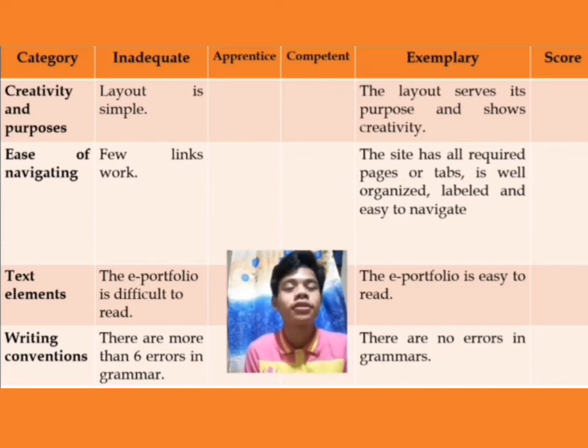And the next category for the rubrics is ease of navigating. Few links work, that is the lowest scoring, and the highest scoring for ease of navigating is the site has all required pages or tabs, is well organized, leveled, and easy to navigate.